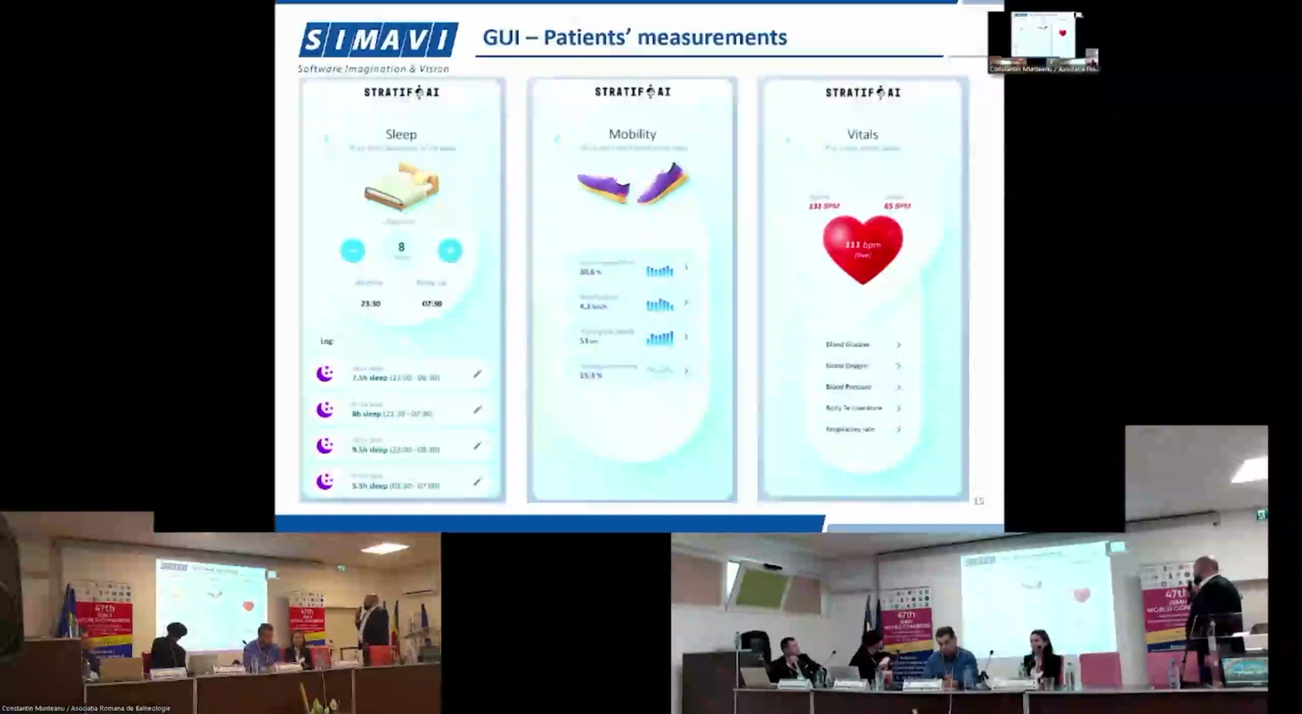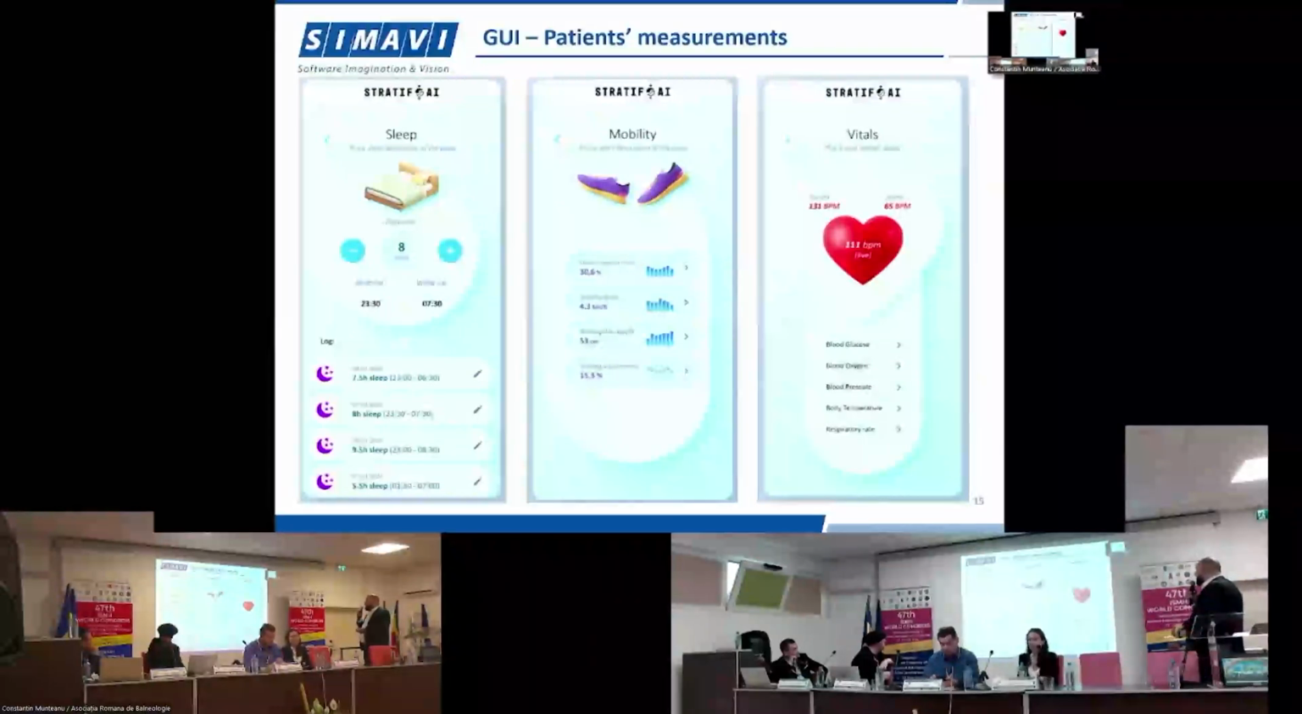Furthermore, again, in a bigger image, you have the sleep tab where you have your bedtime, your wake up time, how many hours you've slept. You have logs with everything like this. For the mobility, you can see your walking speed, your walking step length, walking asymmetry, and for the vitals, the overall status for the highest and lowest BPM for the heart rate, the blood glucose, the blood oxygen, blood pressure, body temperature, the respiratory rate as well.